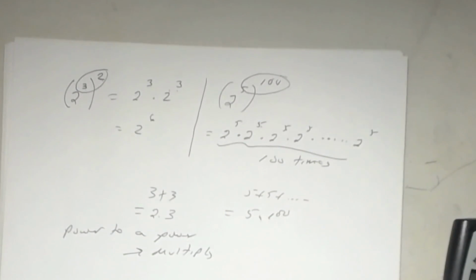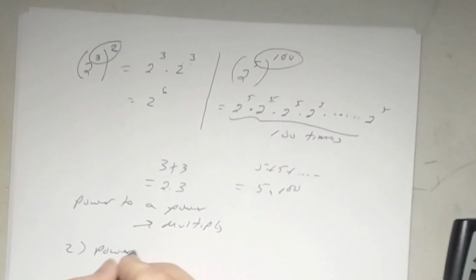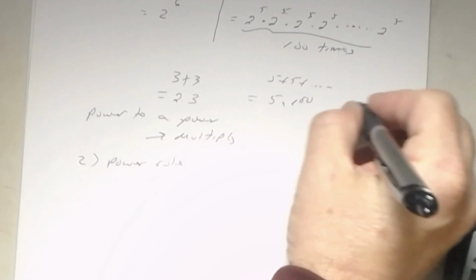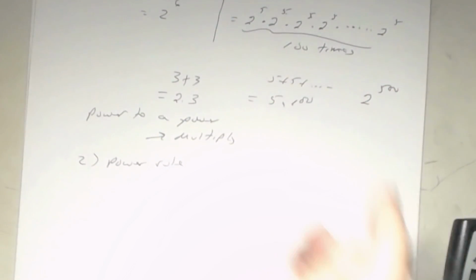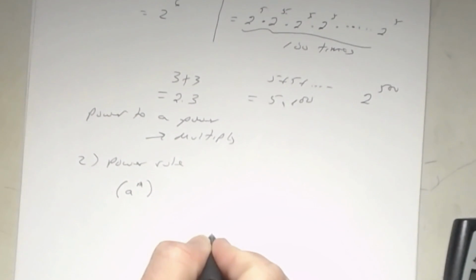That's called the power rule. So rule number 2 is the power rule. The power rule. Now the answer would be 2 to the 500th power; they would just tell you to leave it as 2 to the 500th power. All right, so the power rule, then let's say we had this. Let's say we had a to the m power, and all that is being raised to the n power.